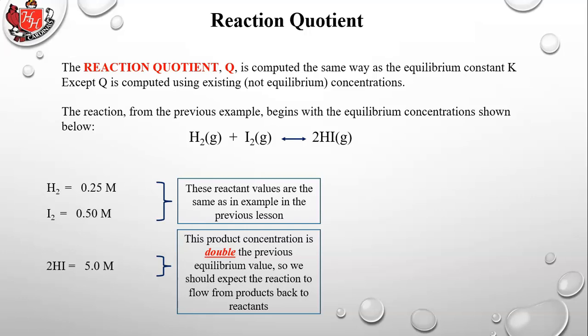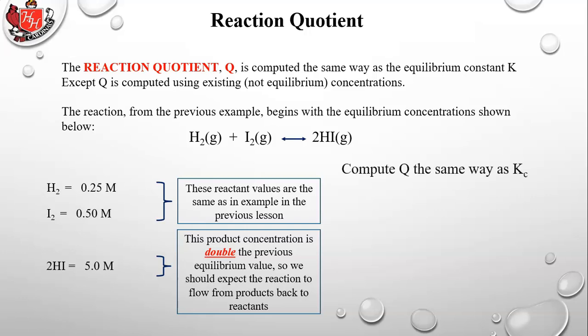So we should expect the reaction to flow from products back to reactants. Why? Because it has the same concentrations of reactants, but now it has too high a concentration of product for that concentration of reactants. Remember, equilibrium is a balance where it's happy. It doesn't want to move either forward or backwards. But what we've done is we've opened the container and stuffed in more HI than it likes to have at that equilibrium. And so it's going to want to move backward. It wants to decompose the HI and move back to creating more H2 and I2. So that's a reverse reaction.